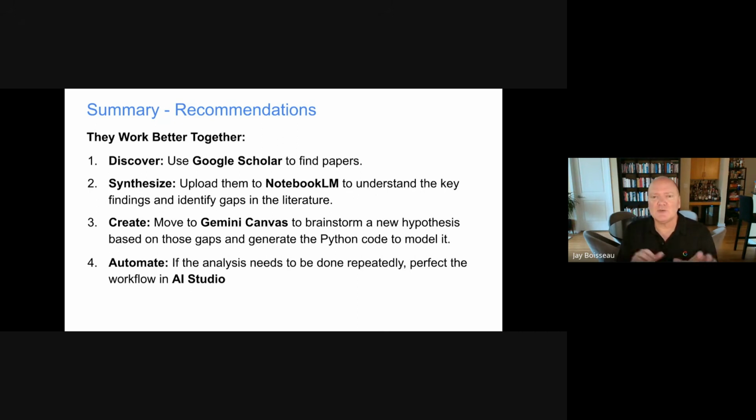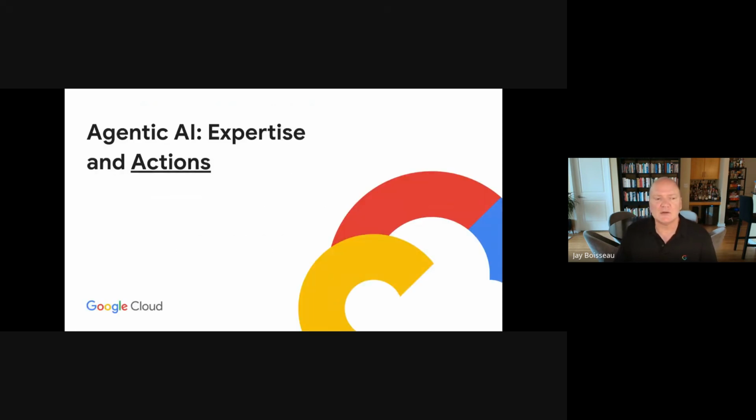If you're like me, you wish you had time to read all the papers and source materials, but you do not. They are being produced at a rate that no human could ever absorb all of them, even in a niche domain. But NotebookLM can help you summarize and analyze these. Then move to Gemini Canvas to brainstorm a new hypothesis based on those gaps and to generate Python code to model it. And then automate. If the analysis needs to be done repeatedly, perfect the workflow for that in AI Studio.